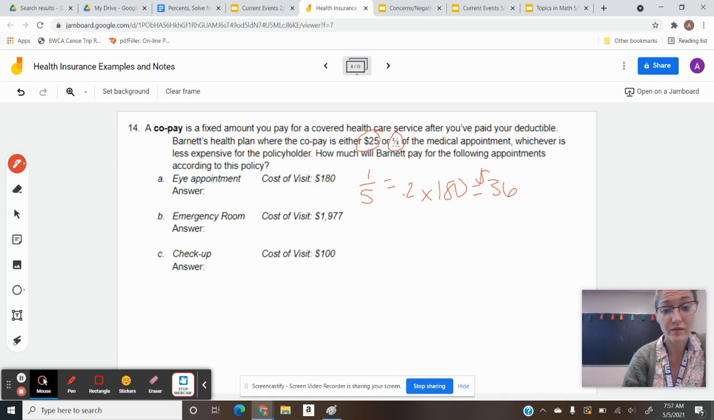or he could pay $25, whichever one's cheaper. It's cheaper for him to pay $25, so we're going to go ahead and just put 25. You're going to do the same thing with B and C. First, figure out what would be 1/5 of that medical expense, and would it be cheaper to pay 25 or 1/5 of the medical expense?